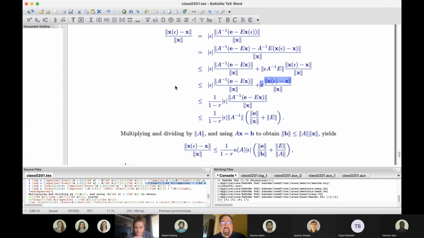So this term gets moved to the other side. So now you have norm of X of epsilon minus X over X times 1 minus R. Then we divide both sides. Okay, I get it. Other questions?